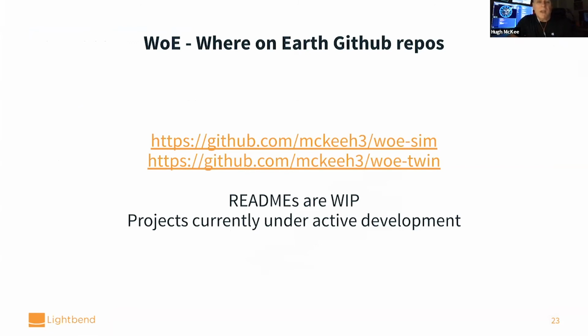So the two projects, here are the links for these two GitHub projects. It's just under my account in GitHub, McKee H3, and it's WOE, where on earth -sim, and WE, where on earth -twin. As always, well, maybe not with everybody, certainly for me, I'm always procrastinating on the documentation. I do have READMEs in these things. I definitely want to polish them up.